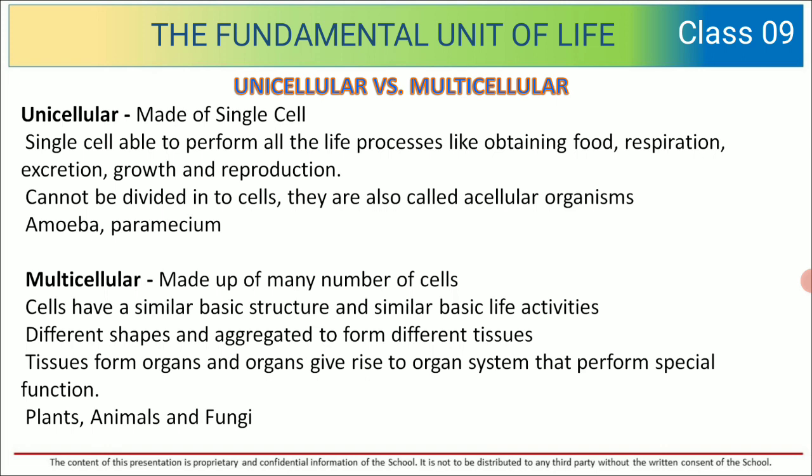Now let us come to the very important point, that is unicellular versus multicellular. Unicellular organisms are made up of a single cell. The single cell will perform all the functions like obtaining food, respiration, excretion. They cannot divide into cells. They are also called acellular organisms, for example amoeba and paramecium.